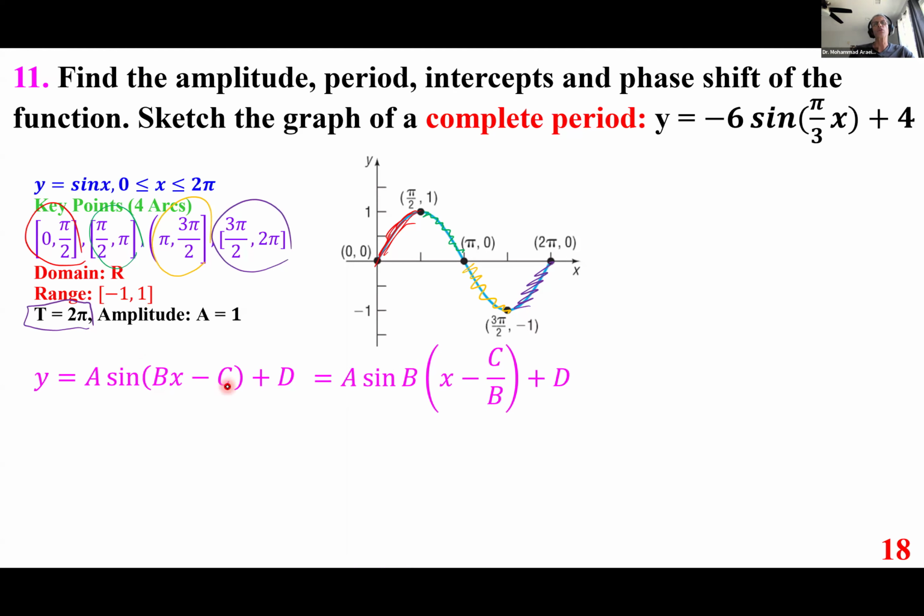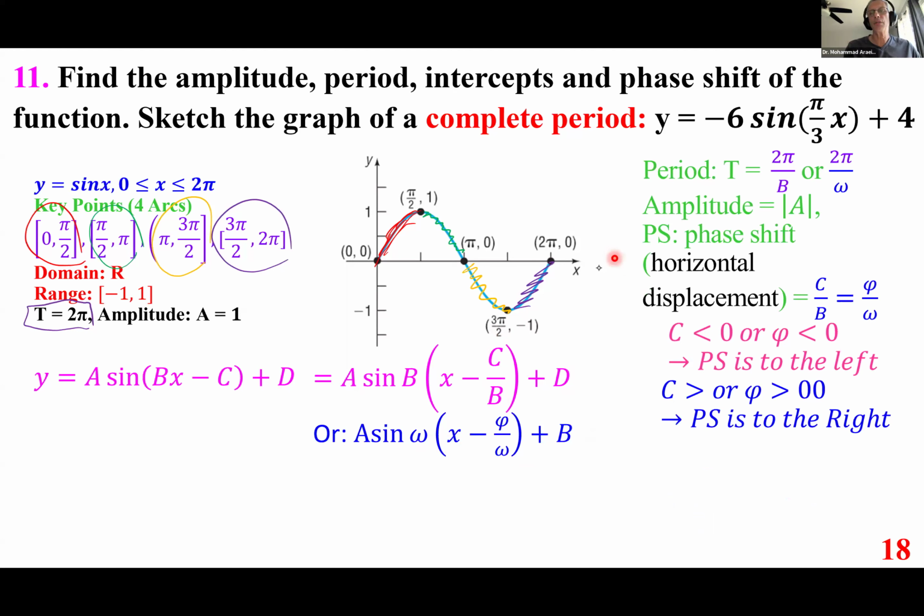Also, I want you to see that in some texts, they may show it in this format. So this is a sine of b times x minus c over b plus d, or in this format, a sine omega, parentheses x minus phi over omega plus b. Depending upon the text, it makes no difference. So what you need to know, the amplitude is still 1. The period is 2 pi divided by b, or omega. And there's a phase shift of c over b or phi over omega, and up and down by d amount.